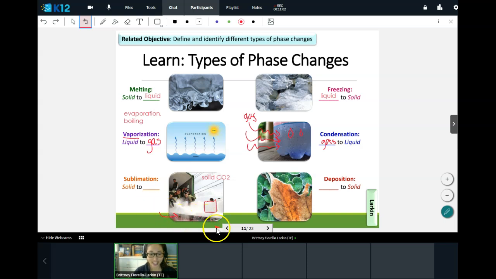Yeah, don't eat the solid dry ice. It will burn your tongue. You have to handle it very carefully because otherwise it can burn your hands and burn your tongue. Yeah, it turns into a gas, directly into a gas.